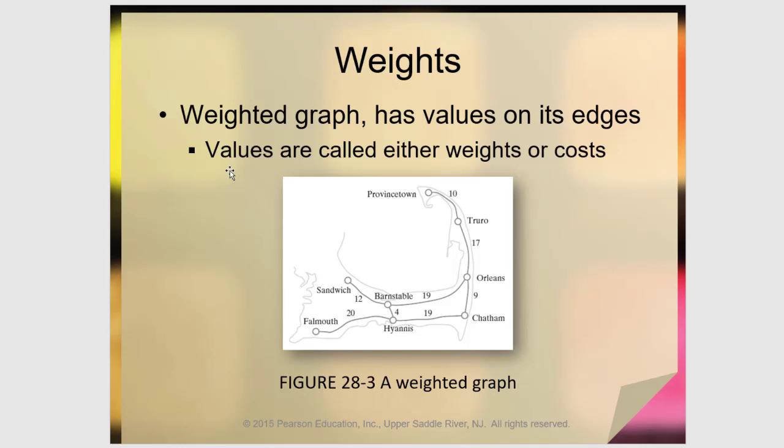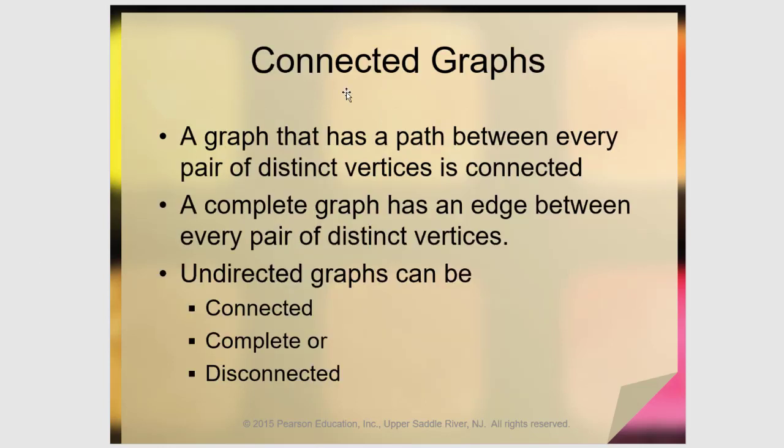Or you could take both into consideration, but that starts getting very complicated, and then you get into what's called multi-objective or many-objective analysis. So connected graphs: a graph that has a path between every pair of distinct vertices is considered connected. If they're disconnected, that means you have separate subgraphs, and you can't get from one node to every other node.